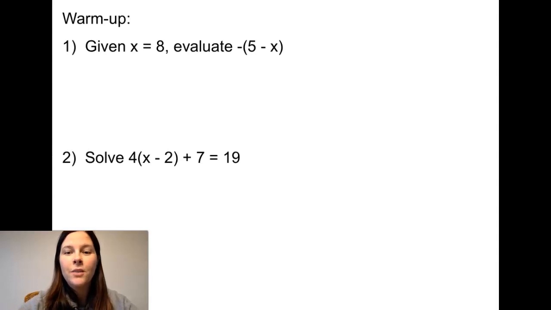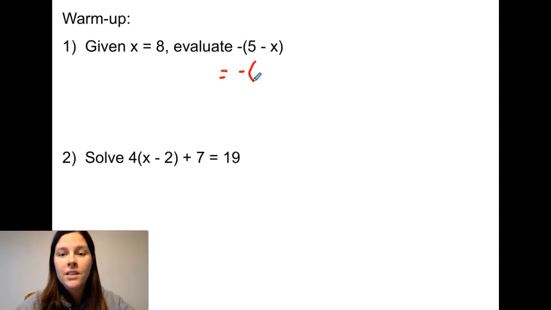Example 1, evaluating. We're going to start by replacing that x with 8. We're going to keep the negative on the outside of the parentheses. For some of you, adding that 1 there as a reminder that we're really multiplying by a -1 could be helpful as we're simplifying this. So replacing that x with 8.